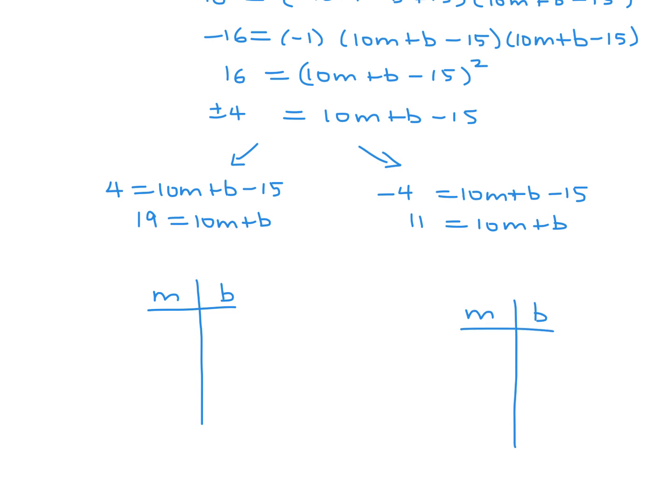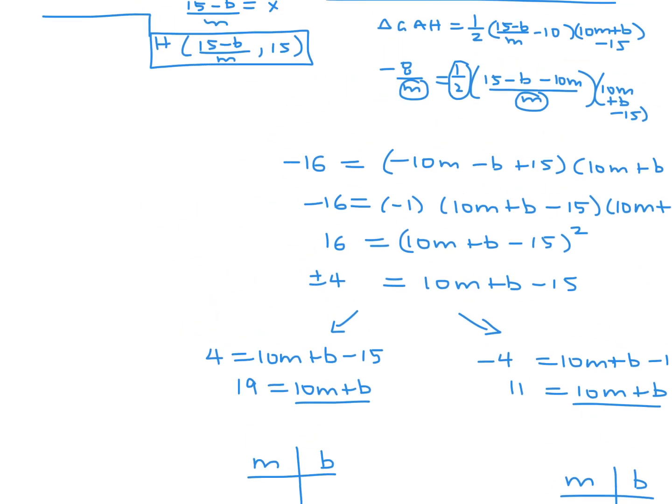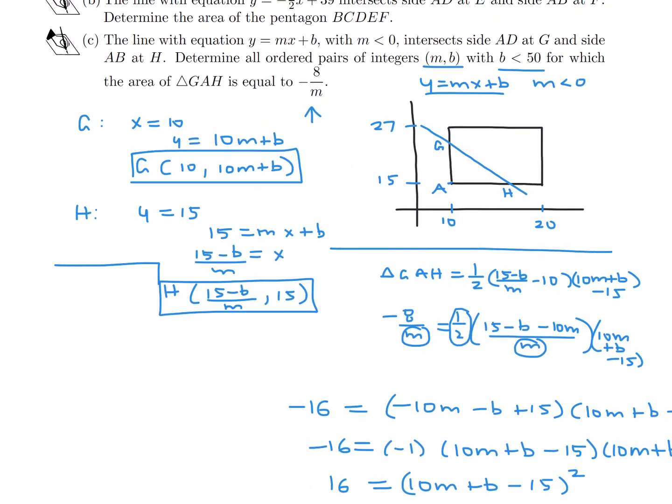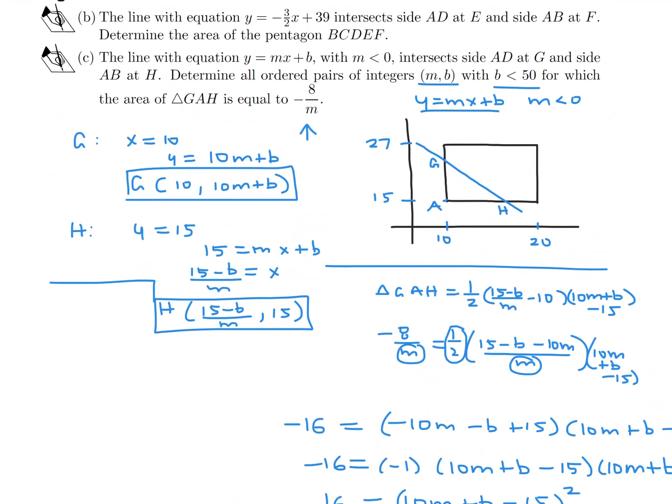Okay, now before I proceed, let me just see if this 10m plus b jives. Let me go back. Where is it? This one right here. You notice 10m plus b is here, so it's the y-coordinate of g. There's g right here, and the y-coordinate is here. Now, the y-coordinate is between 15 and 27. We know that for a fact.